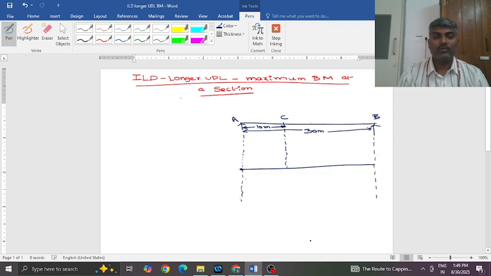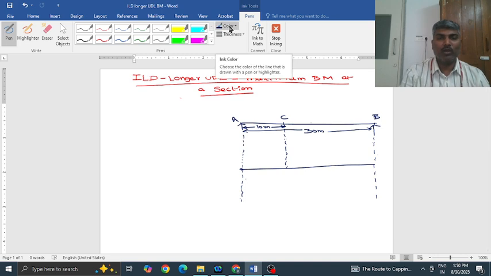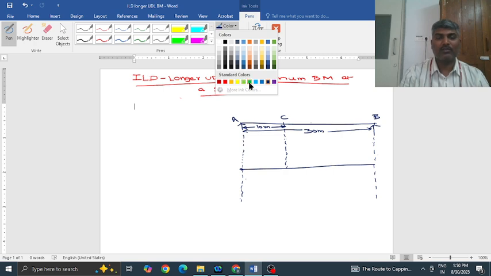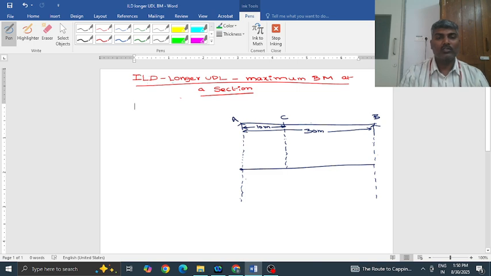Welcome. Today we'll talk about the maximum bending moment at a section in a beam or girder when a UDL longer than the span is moving. The AB span is 30 meters, so the load is longer than 30 meters. Using the ILD concept, how do we find the maximum bending moment at a section?